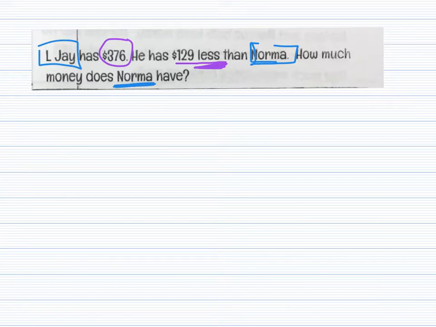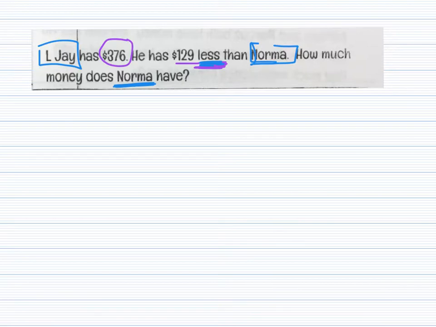But let's go back to my problem. Listen to it one more time. LJ has $376. He has $129 less than Norma. So if he has less than Norma, which person is my larger quantity? LJ or Norma?